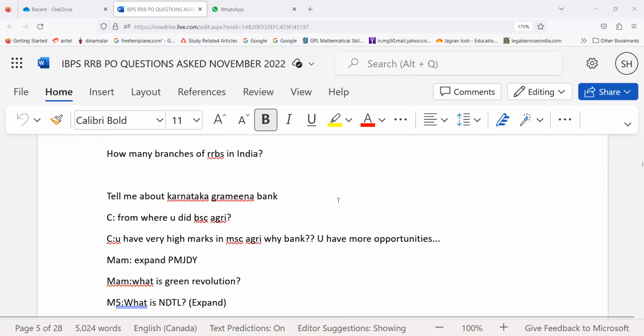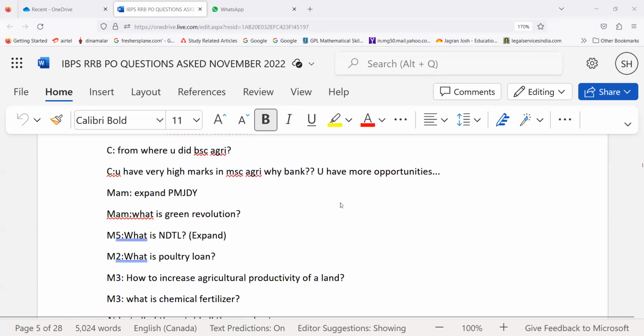How many branches of RRBs in India? Tell me about Karnataka Grameena Bank. From where did you do BSc Agri? You have very high marks in MSc Agri. Why bank? You have more opportunities. Expand PMJDY. What is Green Revolution?